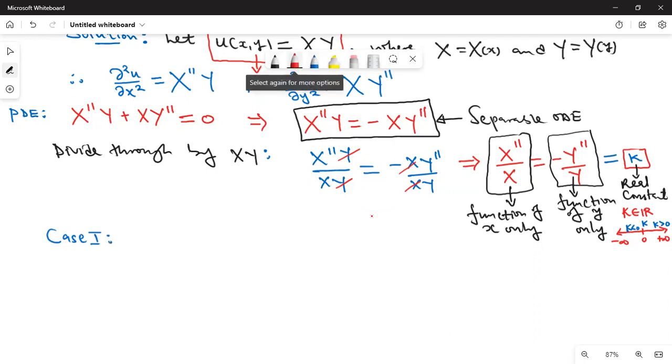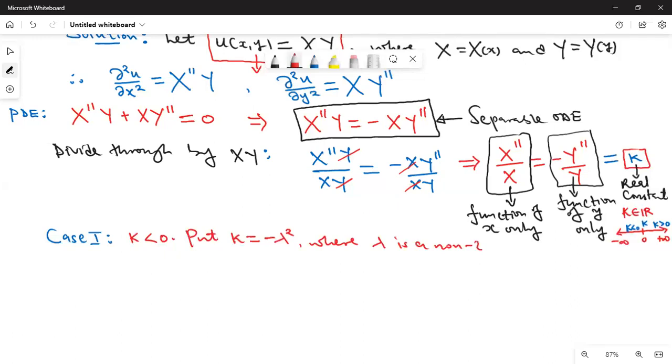The case when k is less than 0, k negative. So we are going to put k equals negative lambda squared, where lambda is a non-zero real number. Lambda is real and lambda not equal to 0. That's what we mean. So let's call this equation star.